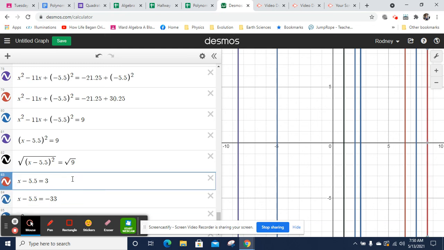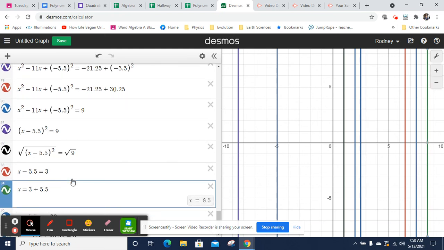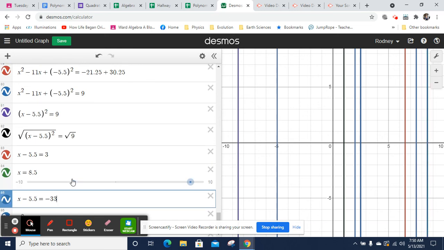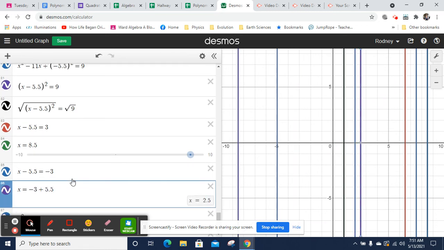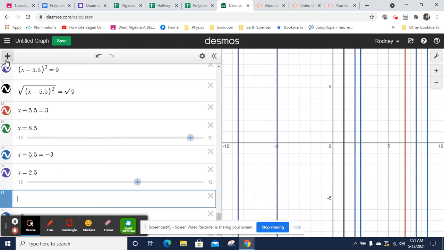Okay, and at this point, I just have to do a one-step equation. I'm going to add 5.5 to both sides. So x will be 3 plus 5.5, which is 8.5. And I'll add, that should have been a negative 3. Now I'm going to also add 5.5 to both sides. So x equals negative 3 plus 5.5, which is 2.5. So that's 2.5. And so my solutions are x is 8.5 and x is 2.5.